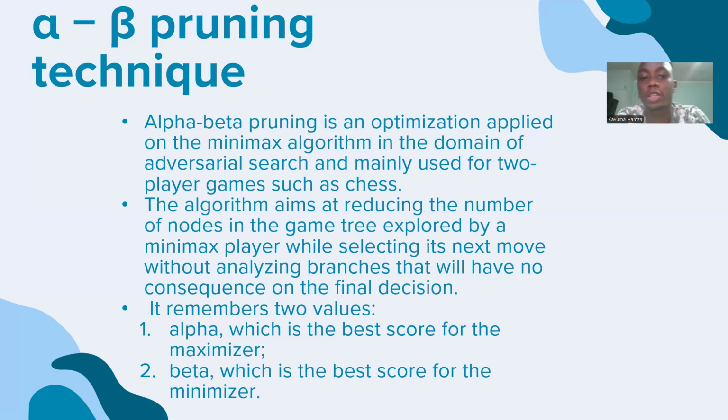Then alpha beta pruning is an optimization applied on the minimax algorithm in the domain of adversarial search. The algorithm aims at reducing the number of nodes in the game tree explored by a minimax player. In alpha beta pruning, we have alpha, which is the best score for the maximizer, and beta, which is the best score for the minimizer.